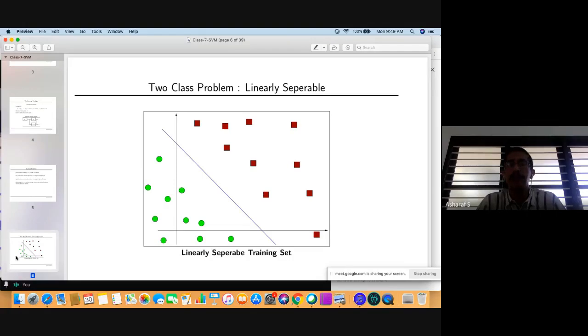All right, and we have seen an algorithm which can learn a line in the 2D space or a hyperplane in the n-dimensional space. And what is that algorithm? The algorithm is Perceptron, right? We've seen an algorithm which can learn a hyperplane.